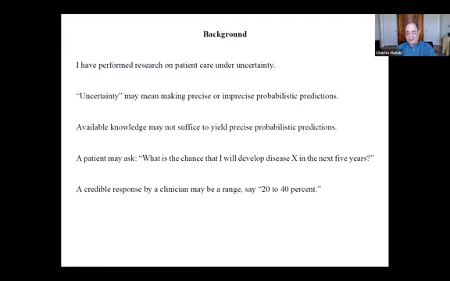So, just the word uncertainty. Usually when we think about uncertainty, we think about making probabilistic predictions. The issue, though, is that very often we don't have enough information to really make precise probabilistic predictions. Let me give an example. In a medical context, a very common thing, a patient may ask his or her doctor, what's the chance that I will develop some disease in the next 5 years? And the patient would like to get an answer like, well, it's 20% or it's 80% or it's 70%. But that may be asking too much.